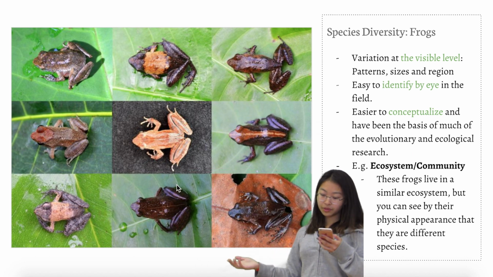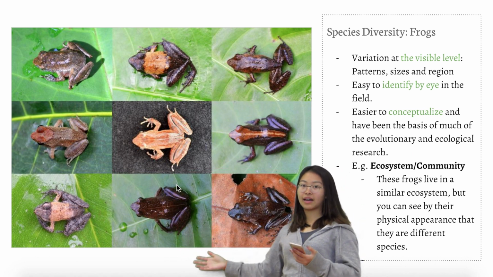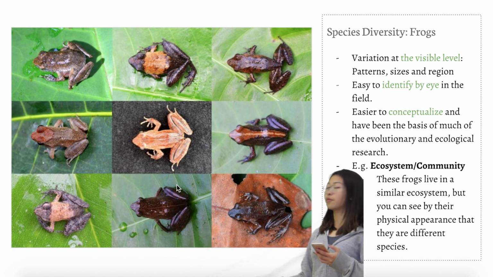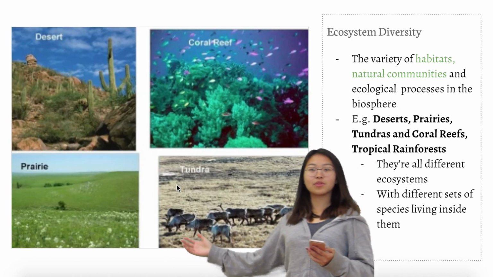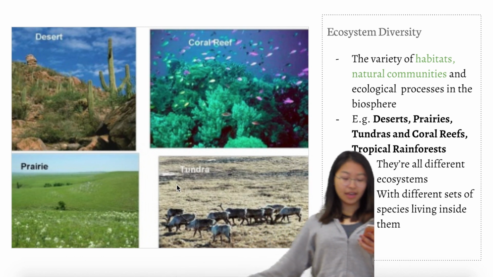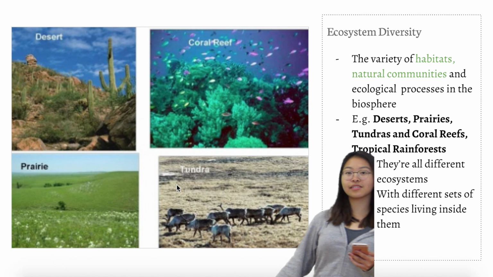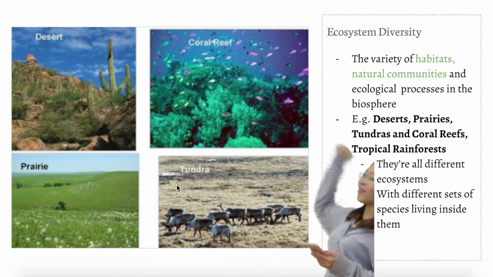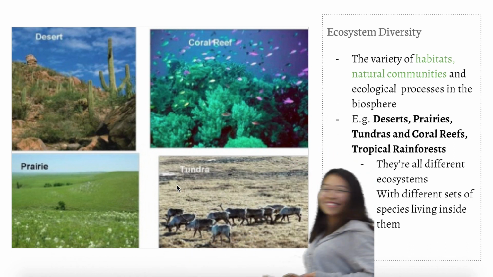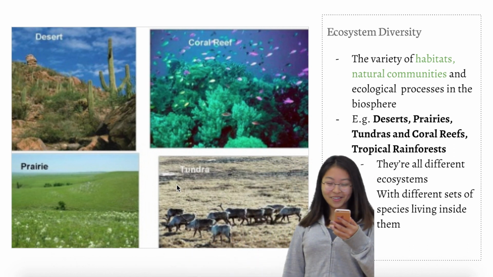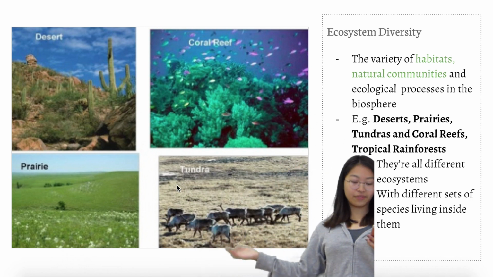So in an example, these frogs live in similar ecosystems, but you can see with your naked eye that their physical appearance is different, and so they are different species. So lastly, there's ecosystem diversity, which is the diversity of habitats and natural communities. And as you can see, there's prairies, coral reefs, desert, and so all of these are different ecosystems with different sets of species living inside them.